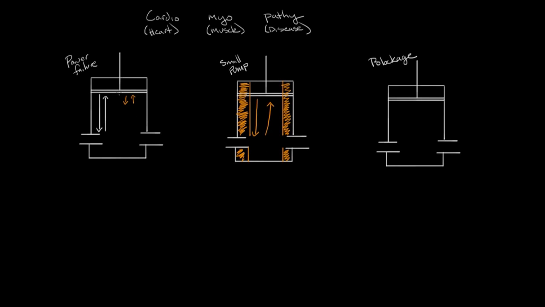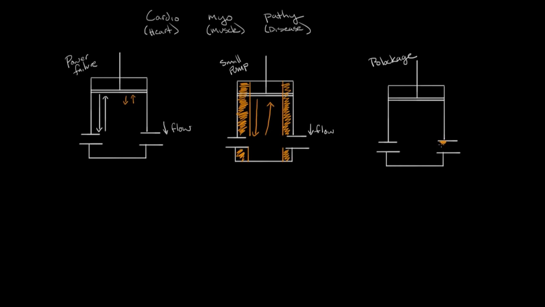So in this case, you have this power failure where it's not going up and down as much. So the output of the pump is lower. In this case, it's going up and down all the way, but the chamber is smaller. So the volume of blood it brings in and out is also decreased. So maybe I'll write that in here. We have a decreased flow coming out of the pump. And over here, we also have a decreased flow coming out of the pump.